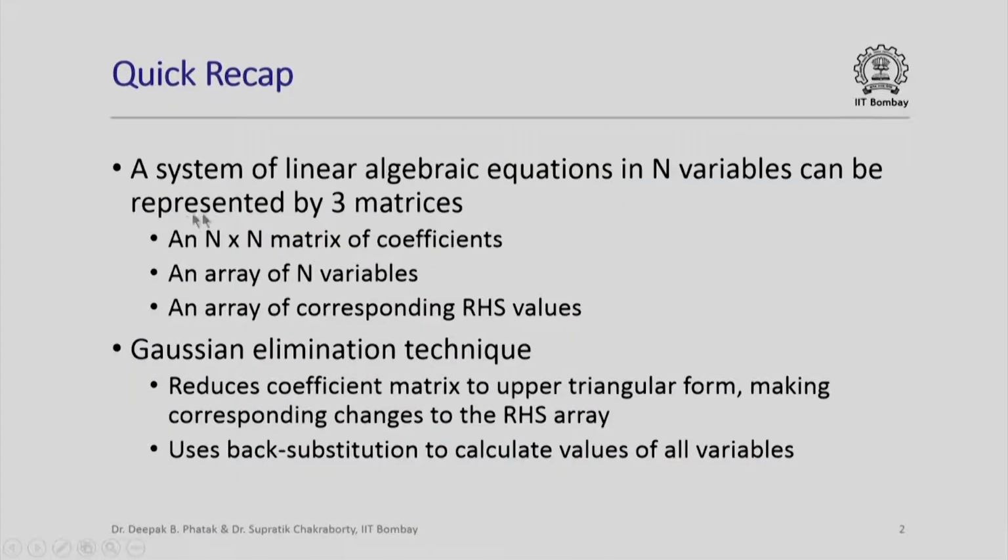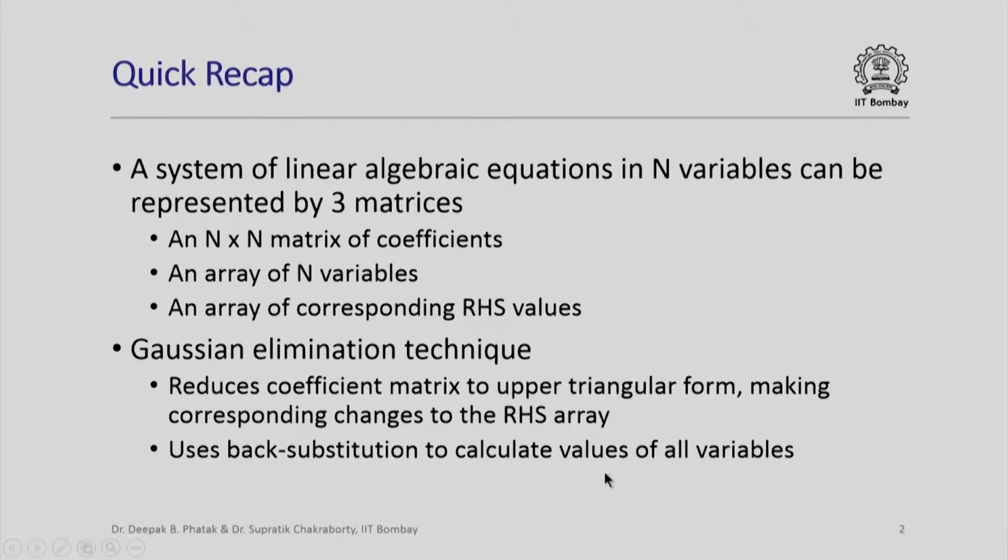last session. We will remember that we had seen a system of linear algebraic equations in n variables can be represented by three matrices. The coefficient matrix would be an n by n matrix. There would be an array of n variables whose values are to be determined and an array of corresponding RHS values. The Gaussian elimination technique, we recall, reduces the coefficient matrix to upper triangular form, making corresponding changes to the right hand side array, and we then use back substitution to calculate values of all variables.